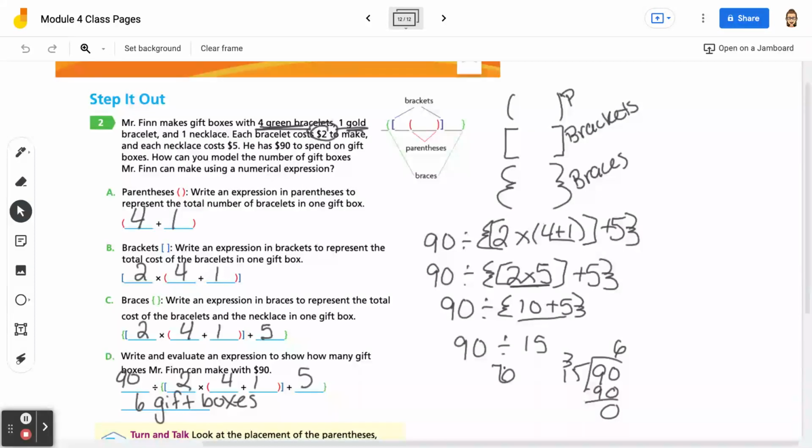And that is all for today's lesson. Hopefully you are now able to describe how to use grouping symbols in a numerical expression and place parentheses so an expression has a given value. Remember, in order to be a math person, you just need to be a person and do math.